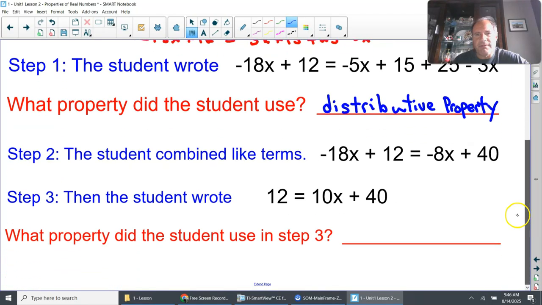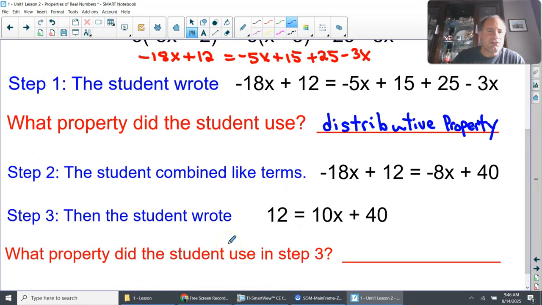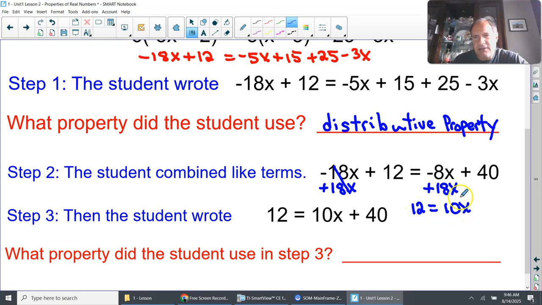Then the student wrote this. What property did the student use in step number 3? So how do we get it to this? So if it's 10x on the right side and the 12 is just on the left side alone, the student did this. And it would cancel out here. It would become 12 equals 10x, negative 8x plus 18x is 10x plus 40. And that's what the student has.